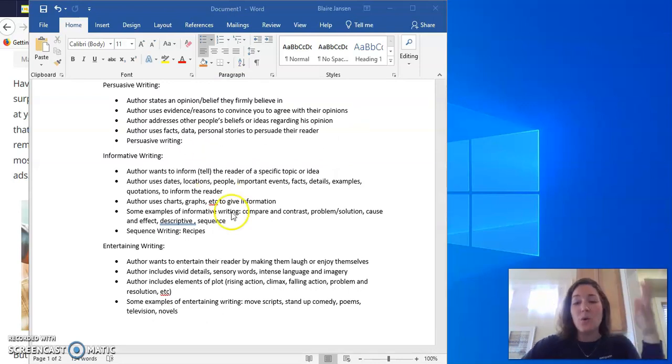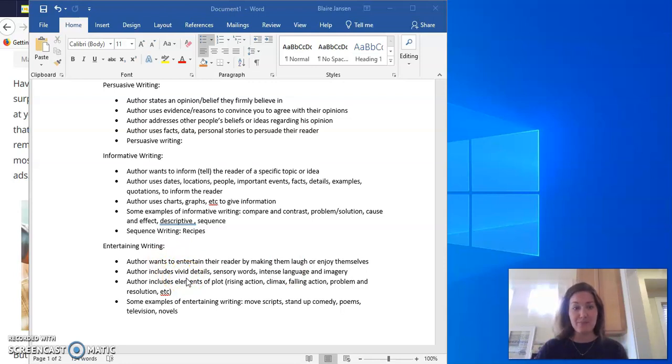Entertaining writing is only written for the purpose of bringing the reader joy, making them enjoy themselves, whether that's a romance novel, whether that's a scary book that makes you feel suspenseful. It's all geared towards making the reader enjoy what they're reading. That's the whole purpose. Author includes vivid details, sensory words, intense language, and imagery to paint the picture of what they're writing about.